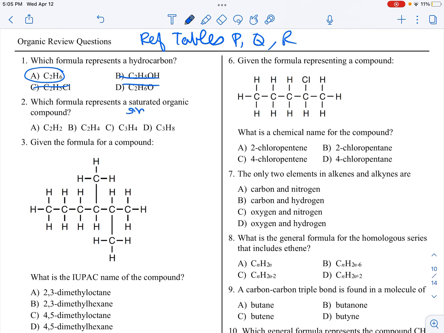Which is a saturated organic compound? So saturated means all single bonds, which according to reference table Q is an alkane following the formula CnH2n plus 2. So you can go there if you want. I'm not going to scroll to that page. So double the hydrogens and add 2 compared to the carbons. So this is the same number. Hydrogens are just doubled. This is doubled and then subtract 2.